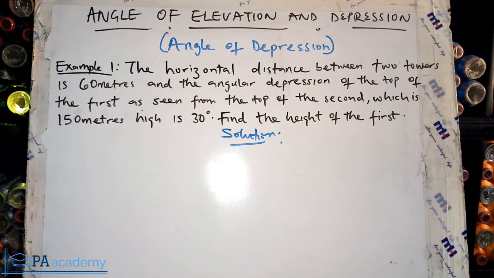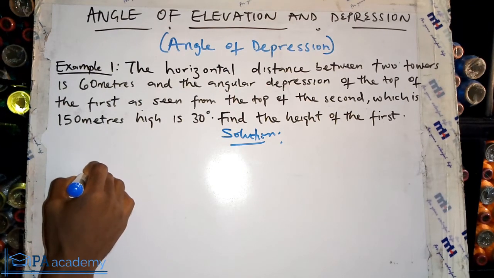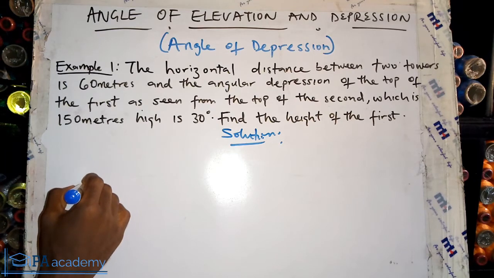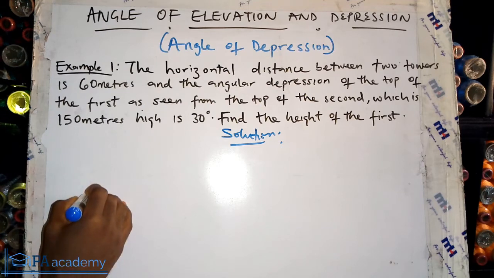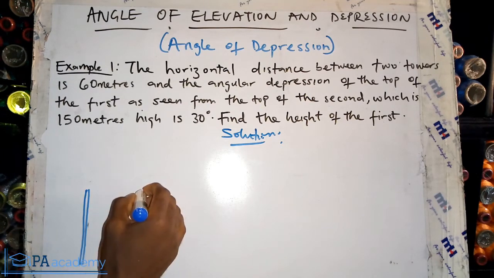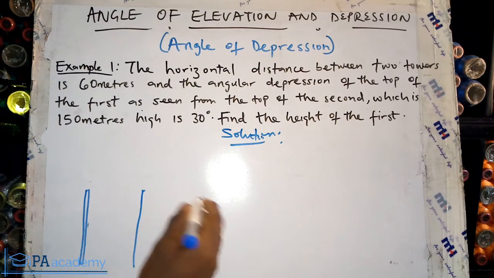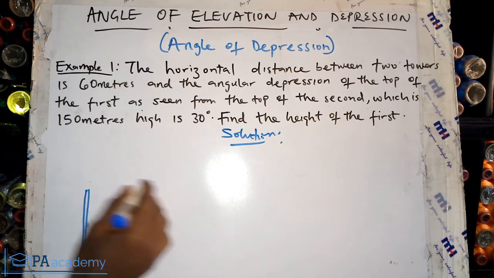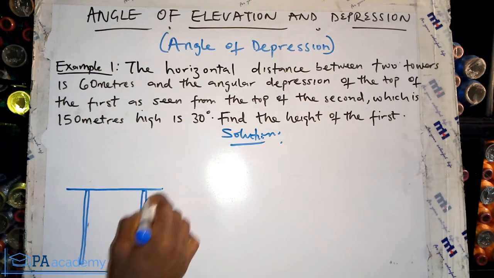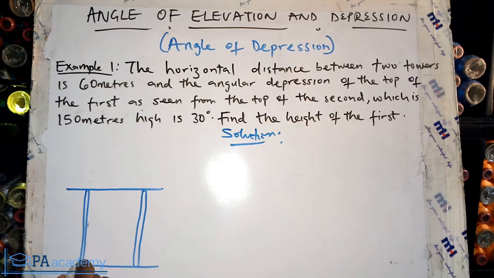The horizontal distance between two towers, that means we have two towers, is 60 meters. So first of all, let's draw the towers. Let's say we have two towers. So let this be the first tower, and we don't have an idea of what the height of the tower is. Let's just assume we don't know the height. So let me draw these two towers. I want them to be on the same base, the same top and the same height. So now we've drawn this.